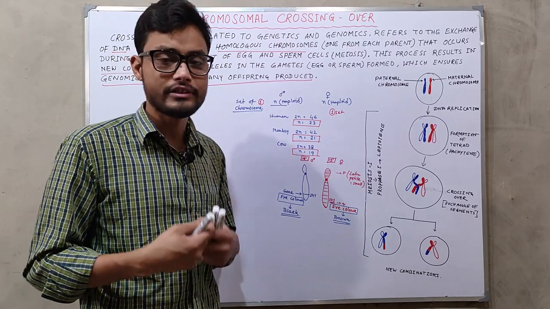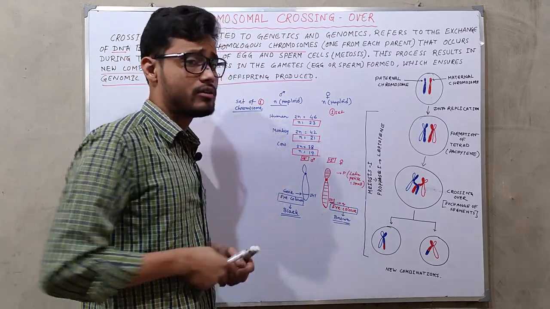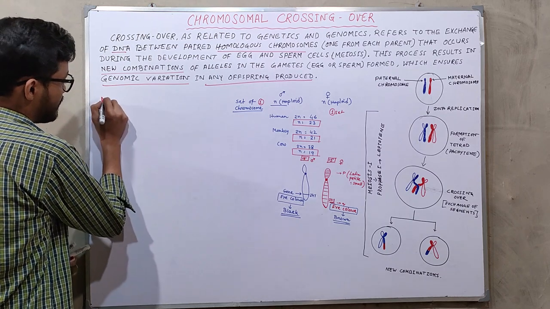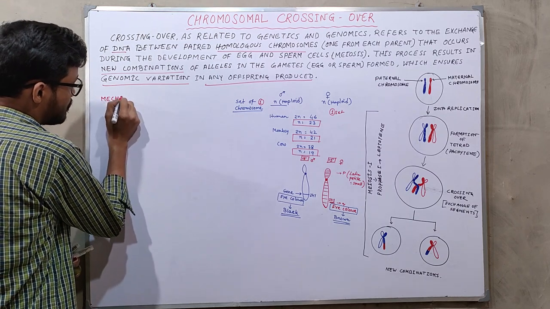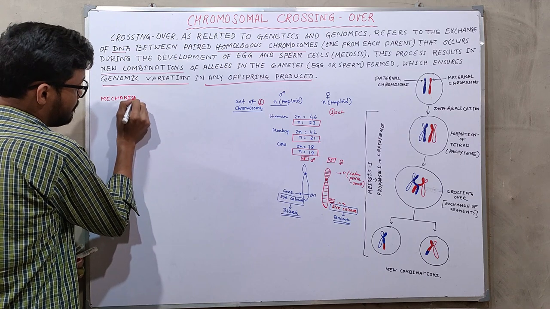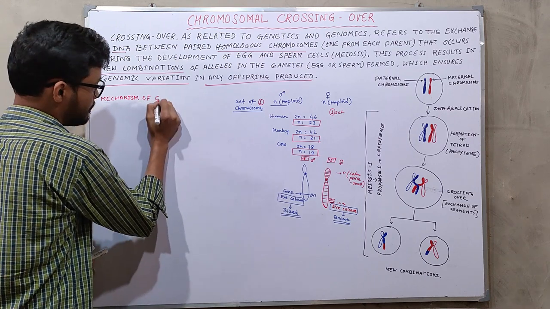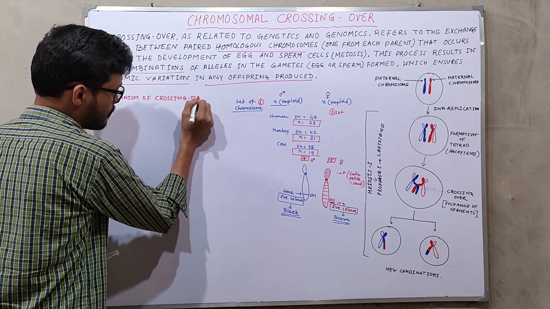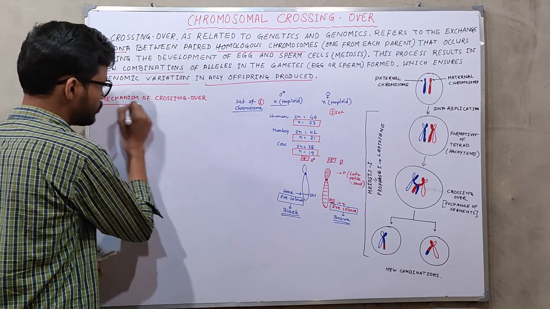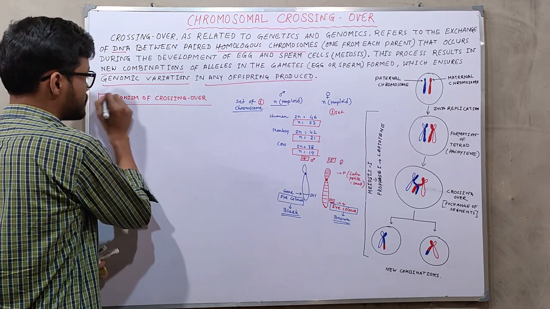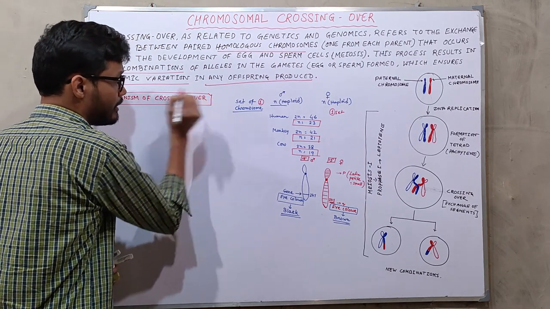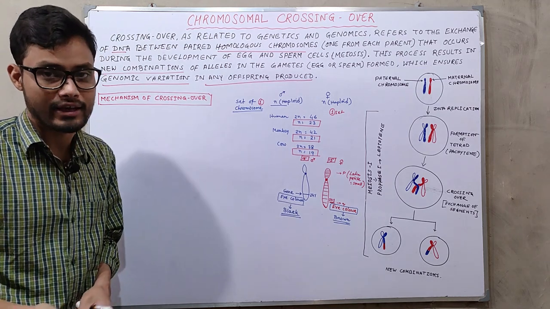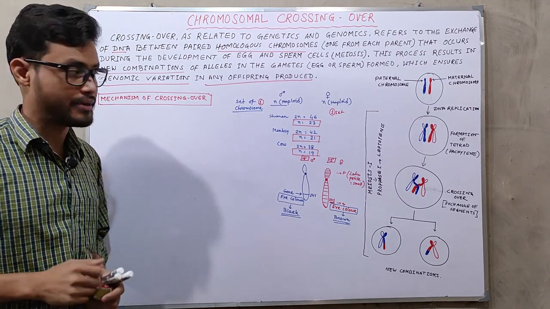Now we jump over to crossing over. So what is the mechanism of crossing over? This crossing over always occurs in the pachytene substage of meiosis 1, in prophase 1.